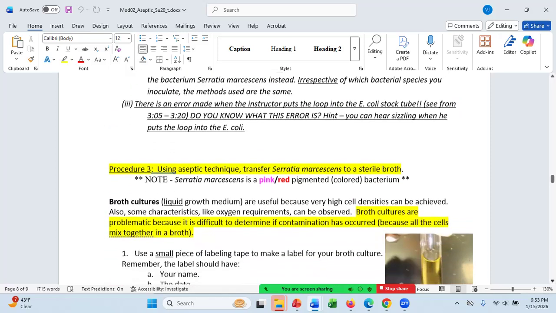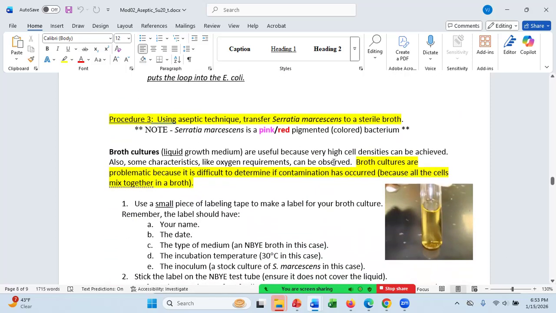In procedure 3, you're transferring Serratia marcescens into a sterile broth. Broth cultures are problematic because it's difficult to determine if contamination has occurred, because the cells do not form colonies when they grow up. They will grow all together and mix up in the liquid culture, and so it will be difficult to determine if there is contamination in a broth or a liquid culture. You're not going to be able to detect the contamination unless it is a major contamination.